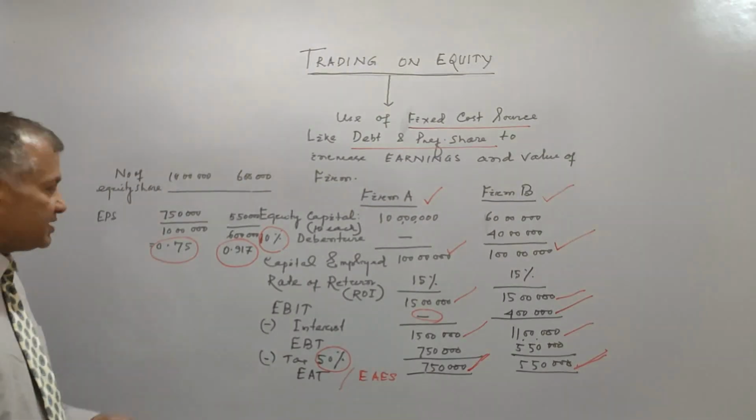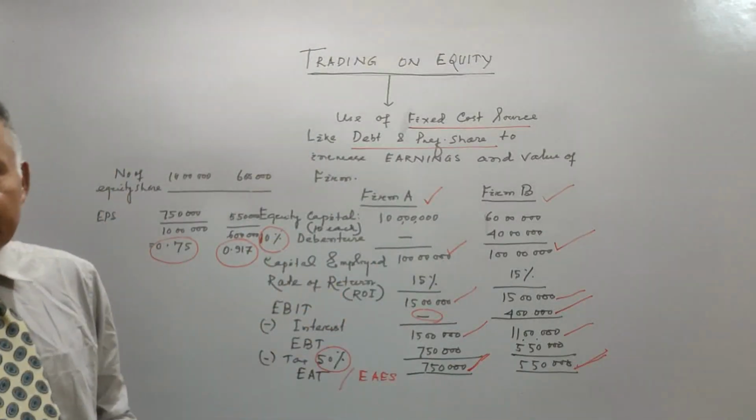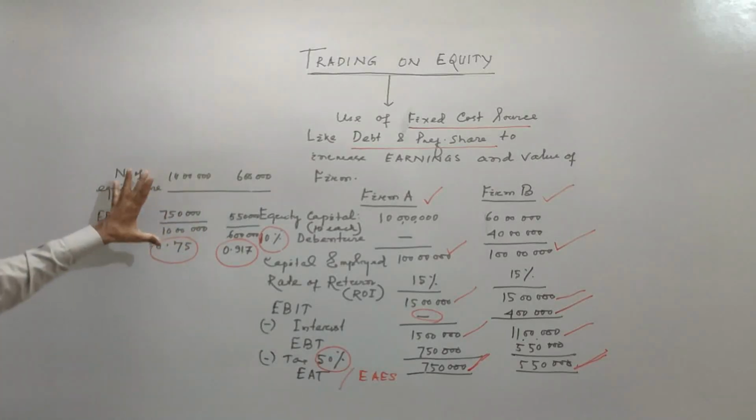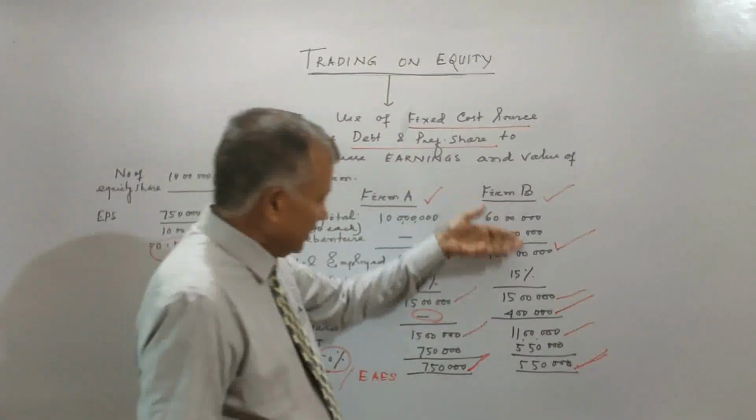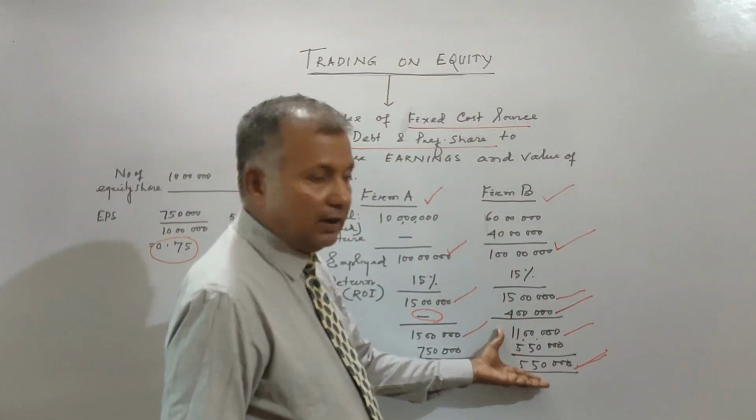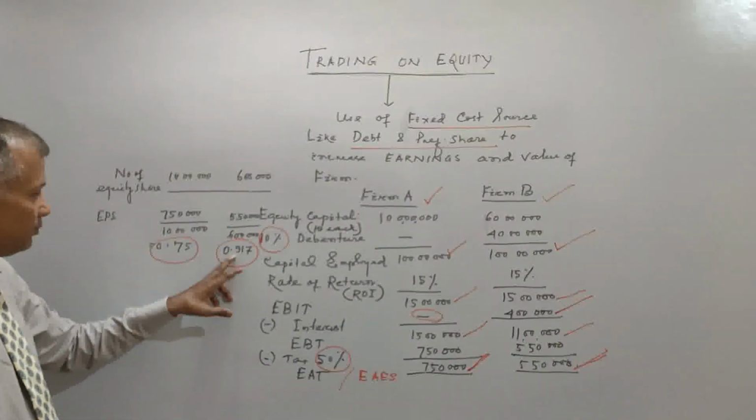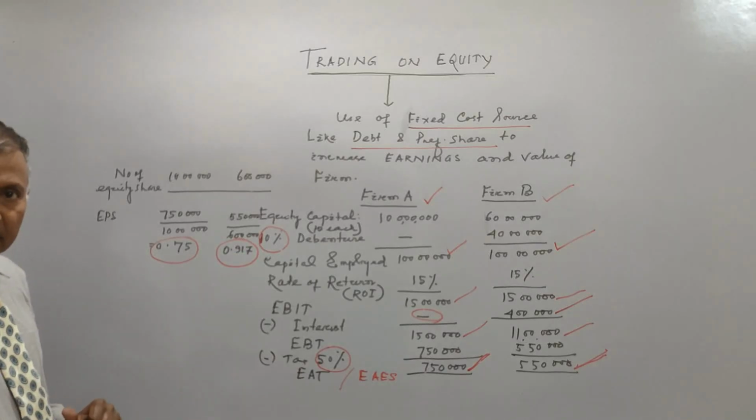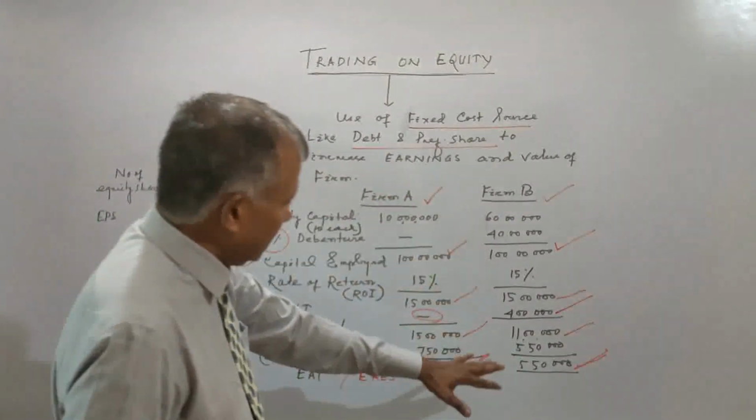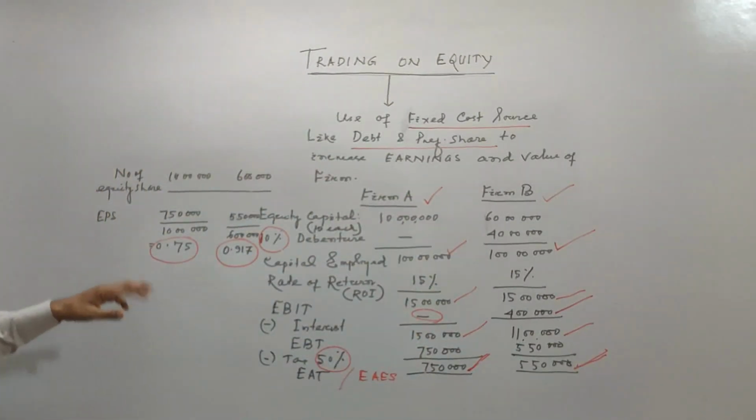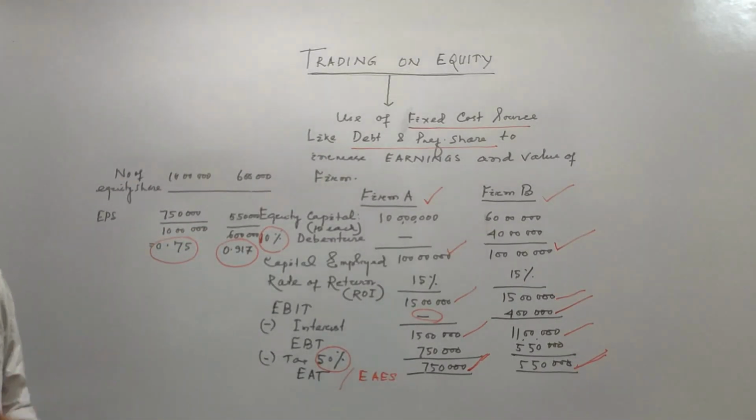So here what we see, firm A is unlevered, there is no debt, but the earnings per share is 0.75. Here there is a debt, and in spite of debt, the earnings per share is 0.917, right? So earnings per share in case of firm B is quite high compared to firm A. What is the reason behind this?